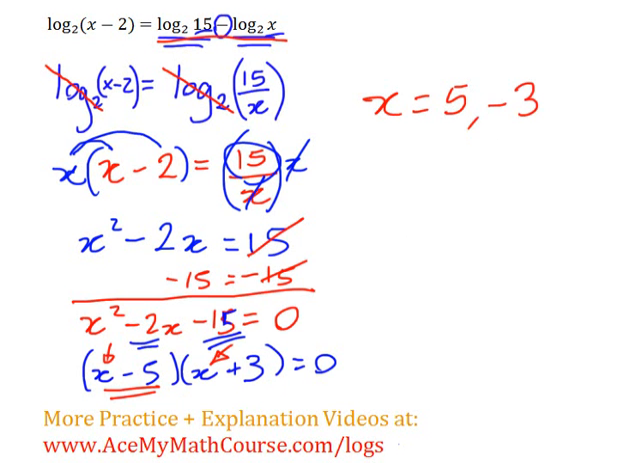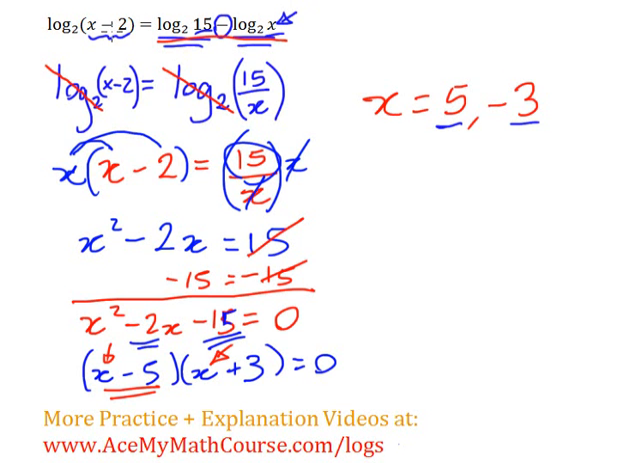Is that it? No, we actually have to see if these answers work out. What do I mean by that? Well, if I plug in 5 over here, 5 minus 2, I get a 3. Log base 2 of 3 does exist because 3 is a positive number, so that's okay so far. If I plug in the 5 here, that's also okay because 5 is also positive.